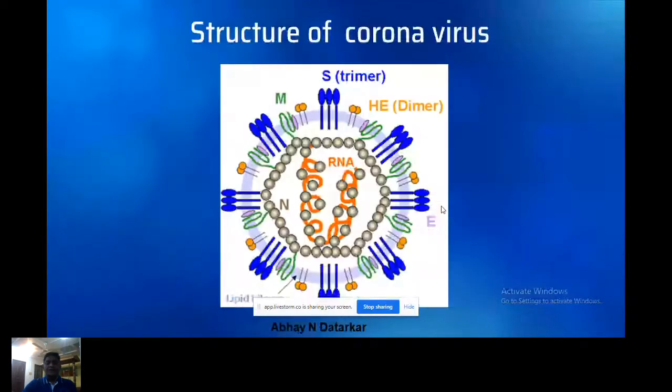We must know the structure of this coronavirus. It is very important for us. You can see here it's an RNA virus. There is a strand of ribonucleic acid, and this strand is covered with a bilipid layer. There are projections which we call the spikes, and these projections from the bilipid layer are called trimers.